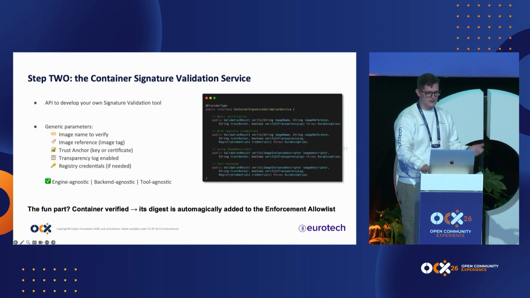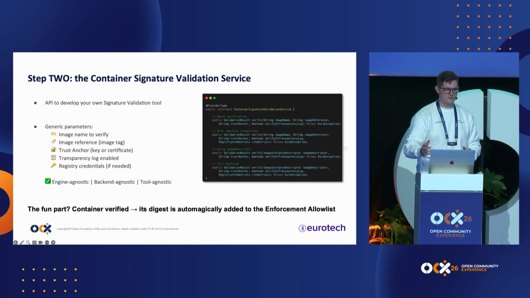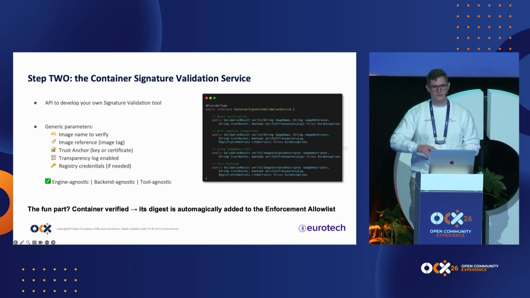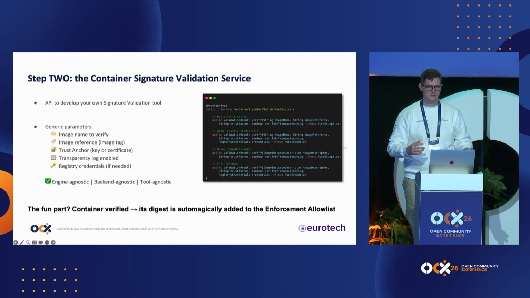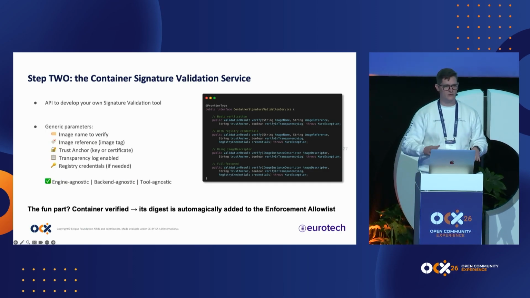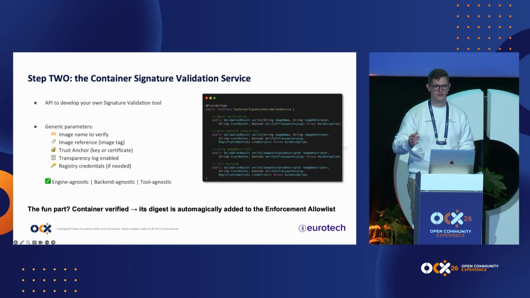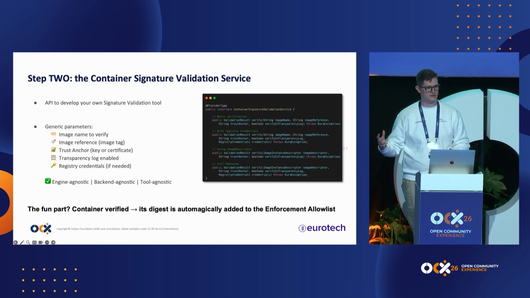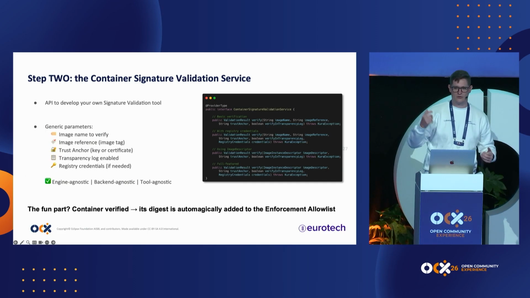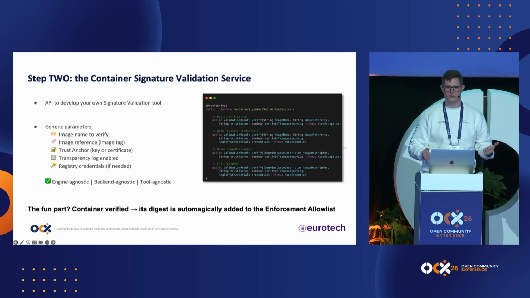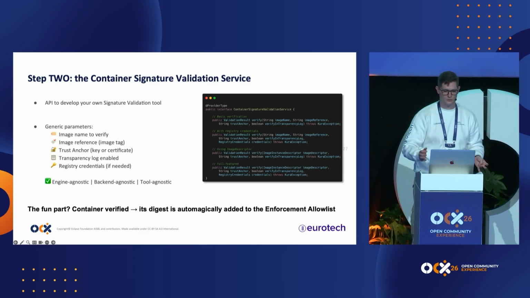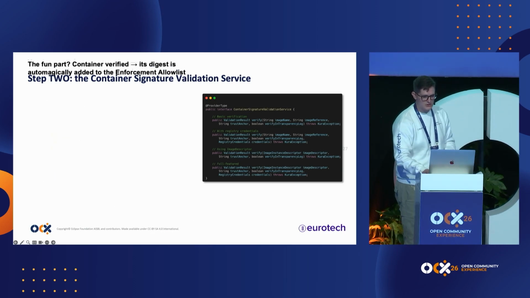So the fun part that I'm already spoiling is that when you develop an implementation of these APIs, Kura automatically, once it verifies an image, adds the digest to the enforcer that we talked about previously. So you only have to verify once with these APIs, and then you can run whatever number of containers you want on the system.